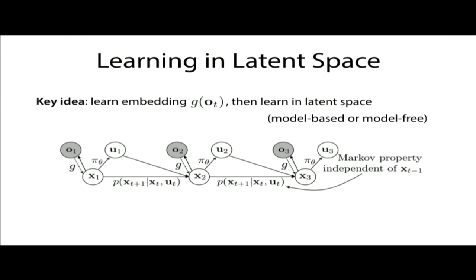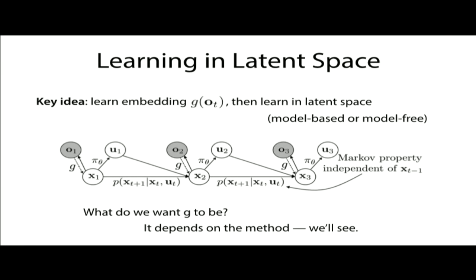And so the first question here is, what do we want G to be? We don't necessarily know the ground truth latent state, and it could be a number of things. You could have a number of representations for your latent space. It turns out that what we want G to be is going to depend on the problem and the way that we're actually going to be using G of O, as we'll see next. Any questions up until this point?